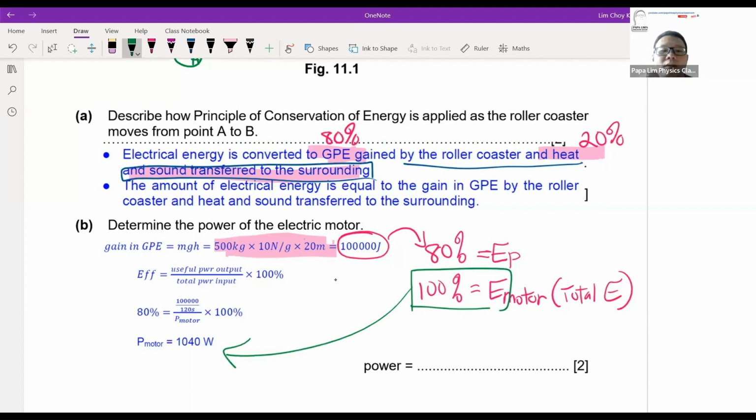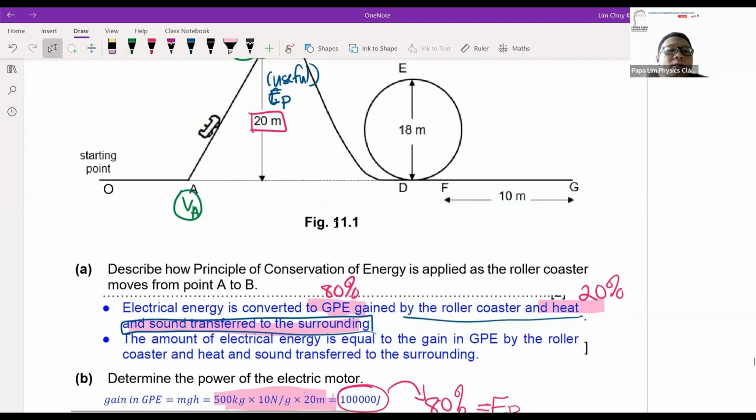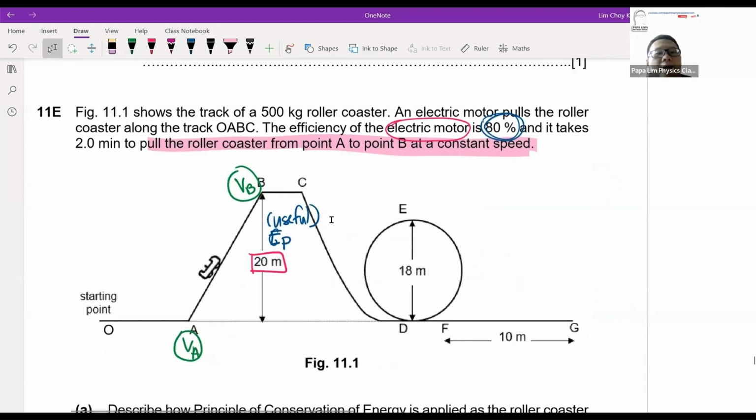That gives rise to the total power of the electrical motor here. Now, one thing to caution: the 80% is potential energy, and then I calculate the energy at 100%. This step is quite standard for most students. You shouldn't have any difficulty. One of the common booby traps, or mistakes that students might make, is the time.